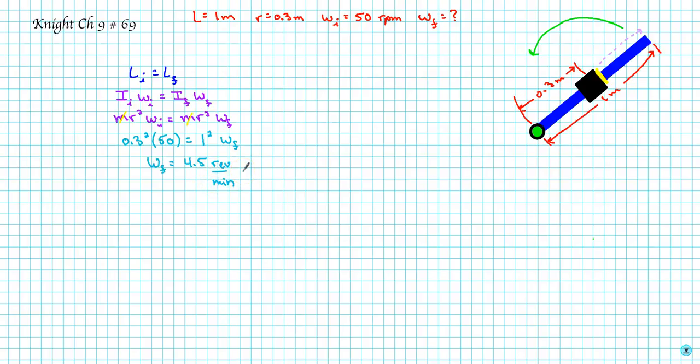All right, if momentum is going to be conserved, the angular momentum before a change in the moment of inertia needs to be equal to the angular momentum after the change in moment of inertia. So if the moment of inertia went up, that means that the angular speed needs to go down, which it agrees with because it went from 50 to 4.5. So there you go. There is problem number 69 from chapter 9.